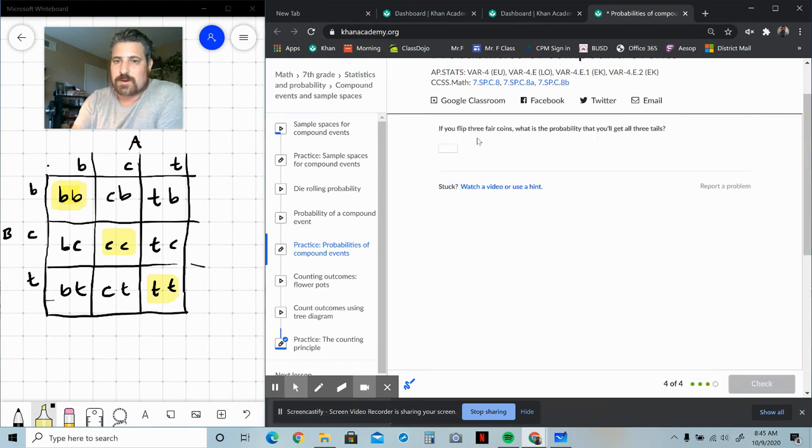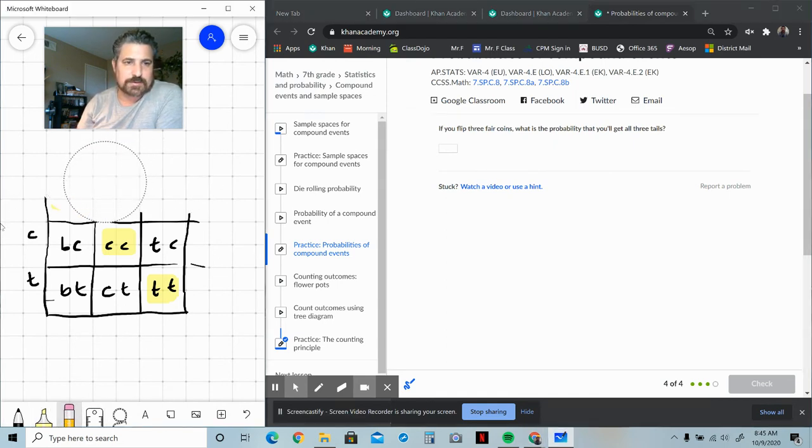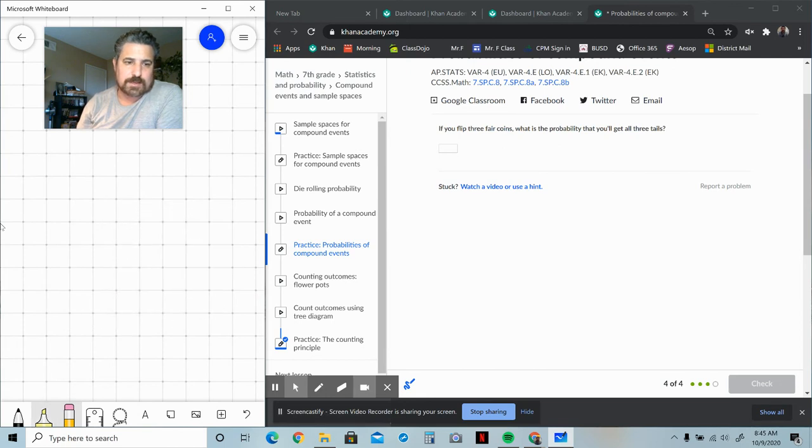All right, if you flip 3 fair coins, what is the probability that you'll get all 3 tails? Okay. So they're flipping 3 fair coins. This is basically a tree. So you make a tree for this. And you want all 3 to be tails, right?